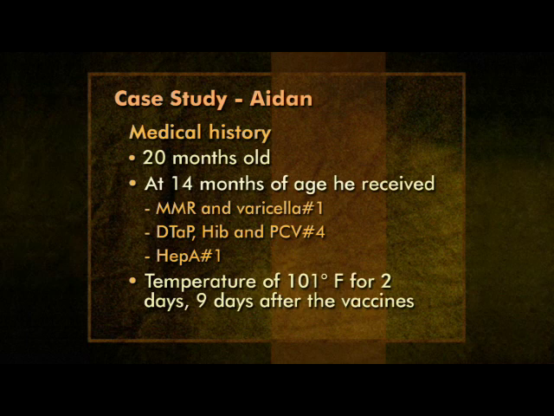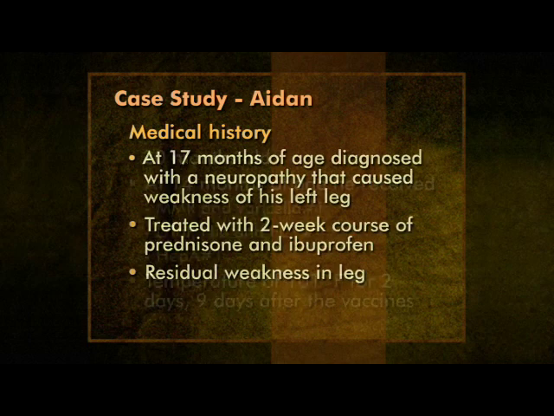Aiden received MMR number 1, varicella number 1, DTaP number 4, Hib number 4, PCV number 4, and hepatitis A number 1 at 14 months of age. Aiden's mother reports that he developed a temperature of 101 degrees for 2 days, about 9 days after the vaccines. He had no other symptoms and did not require medical attention.